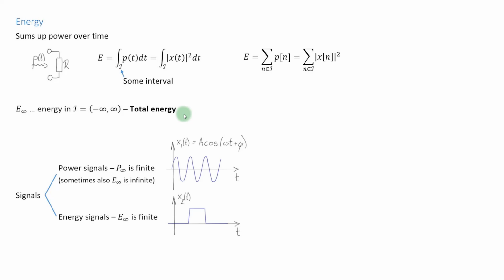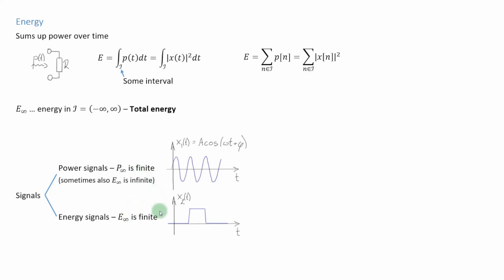Now, using energy and power allows us to do another classification of the signals. A signal is called a power signal if the average power of the entire signal is finite. On the other hand, a signal is called an energy signal if its total energy is finite. Sometimes the power signals are also required to have their total energy infinite. In that case, you cannot have a signal that is both energy and power.